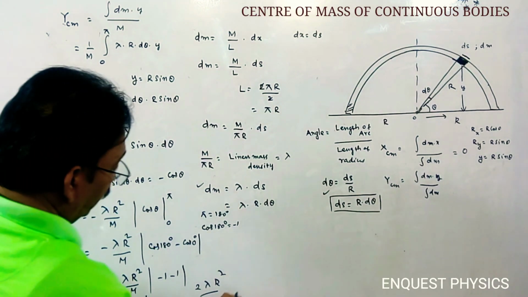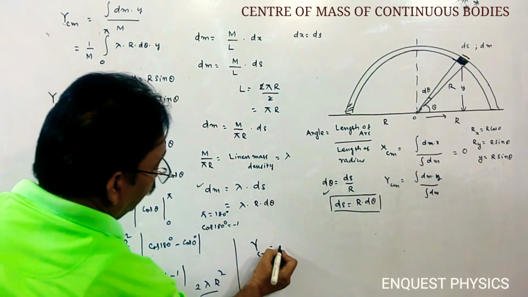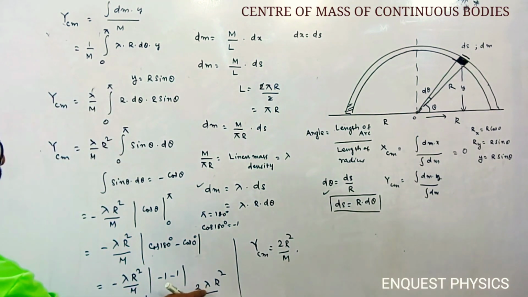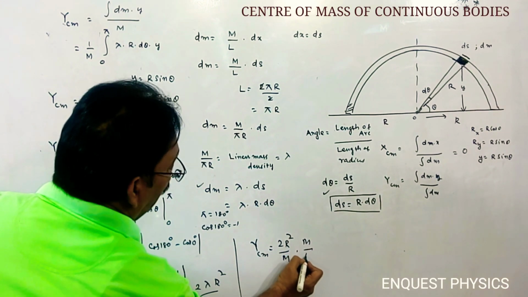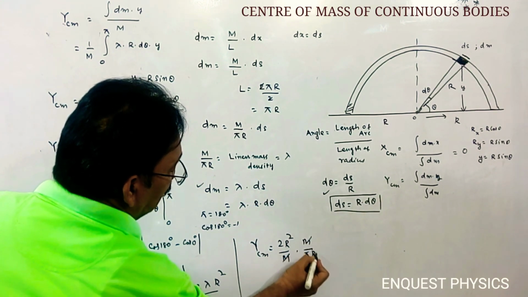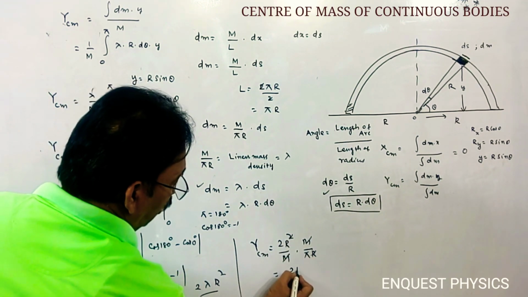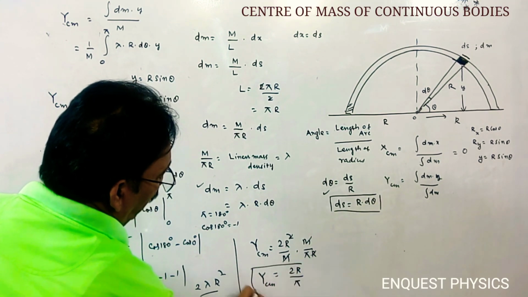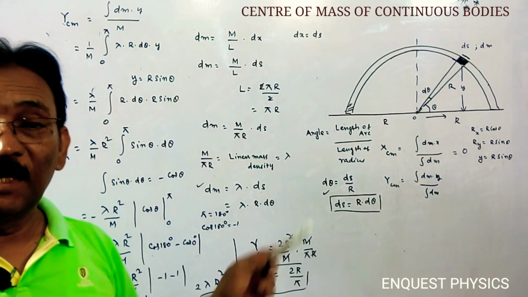Okay, students, further it can be written as ycm is equal to 2 r squared by M, and we are substituting the value of lambda. Lambda we have, it is M by pi r. M gets cancelled, and r squared, that is ycm is equal to 2r by pi. This is the method to find the center of mass of a semicircular thin rod, students.